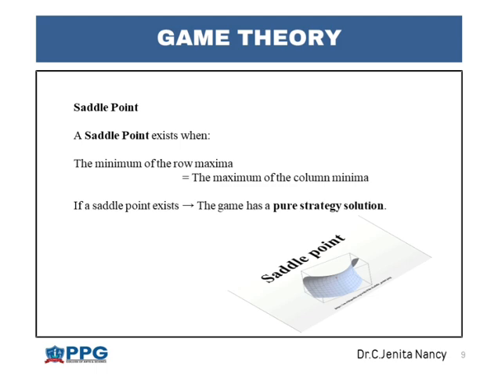Now comes the main definition known as saddle point. A saddle point exists when the minimum of the row maxima is equal to the maximum of the column minima. If a saddle point exists, then it represents that the game has a pure strategy solution.